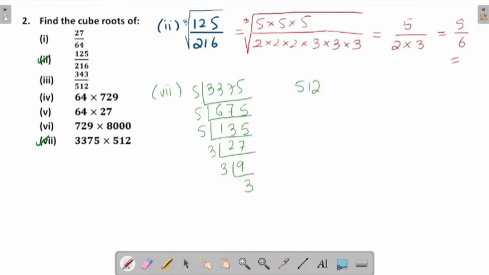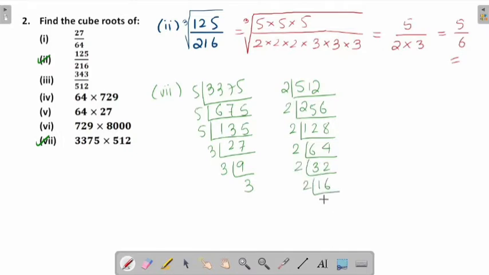Now again we have 512. So let's see what is the factorization of 512. Let's divide with 2. 2 2s are 4, 2 5s are 10, 2 6s are 12. Again with 2, 2 1s are 2, 2 2s are 4, 2 8s are 16. Again with 2, 2 6s are 12, 2 4s are 8. Again with 2, 2 3s are 6, 2 2s are 4. Again with 2, we have 16, then 8, then 4, and again with 2 gives you 2, right?